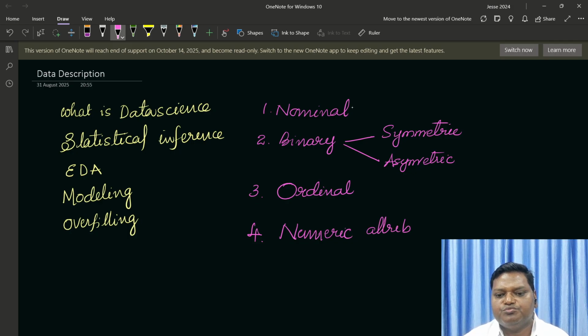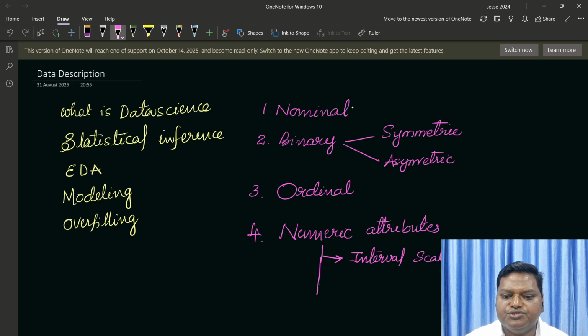So, what are numeric attributes? Temperature today, rainfall today, how many runs Sachin has made, all these are numeric attributes. Numeric attributes can be divided into two categories. One is interval scaled attributes and ratio scaled attributes.